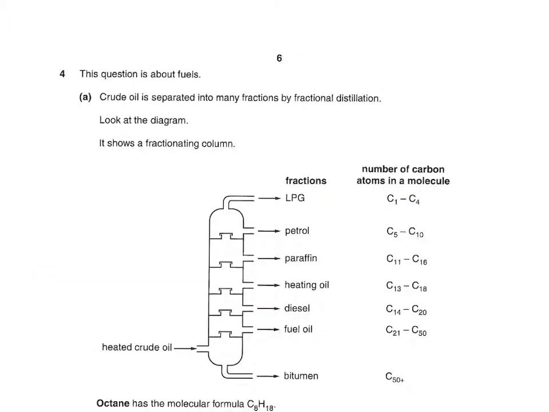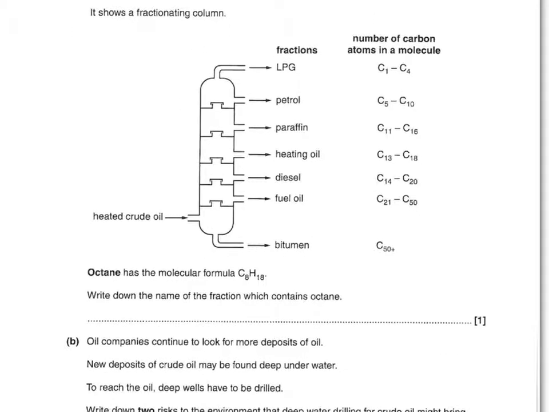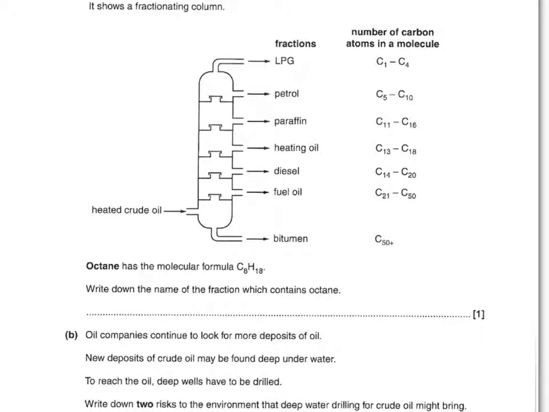Then it says the next question is about fuels. Crude oil is separated into many fractions by fractional distillation. Look at the diagram, it shows a fractionating column. So there it is. And it says octane has a molecular formula C8H18. Write down the name of the fraction which contains octane.